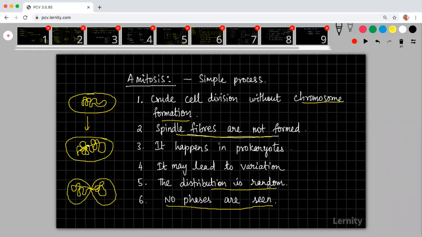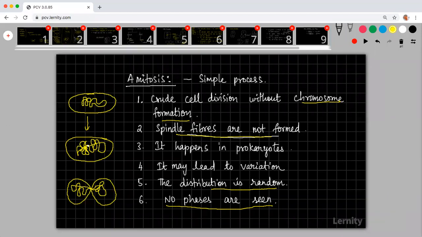So when it is randomly distributed, what can happen? Sometimes this part of the chromosome can get into this cell, as in the distribution is not perfect. So in amitosis, it can lead to some amount of variation at times. Most often it doesn't, but there is a chance for variation because the distribution is completely random. Okay, so this amitosis is also called binary fission.